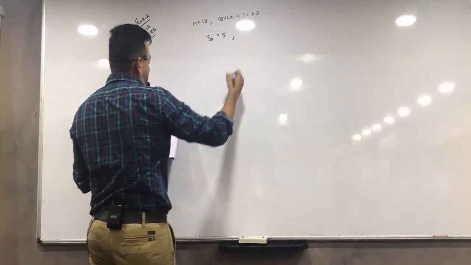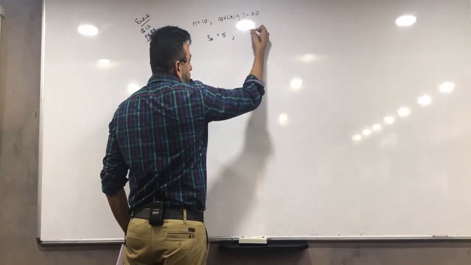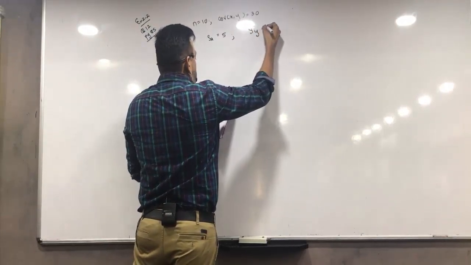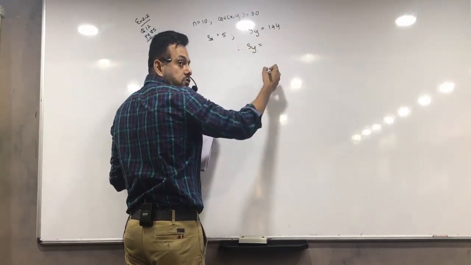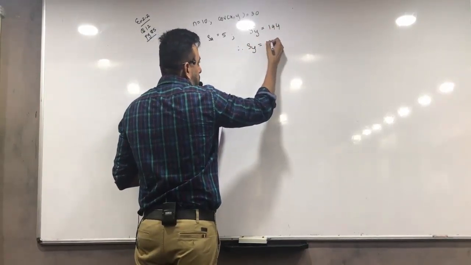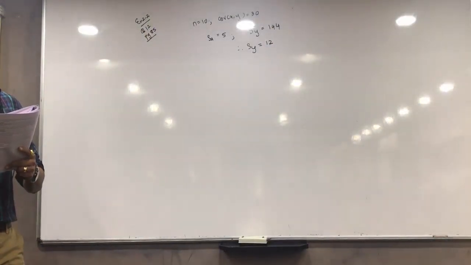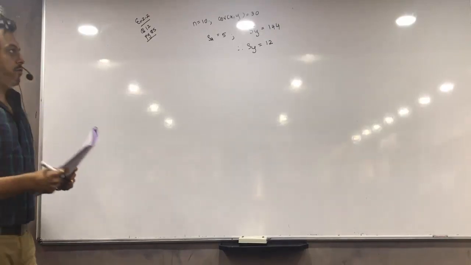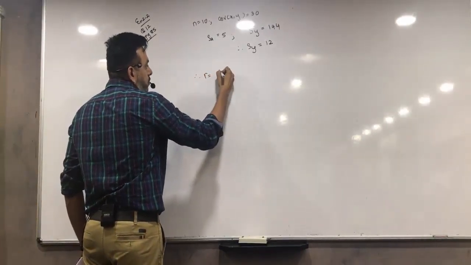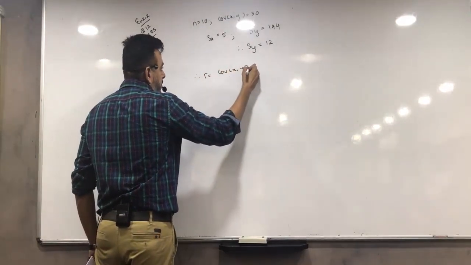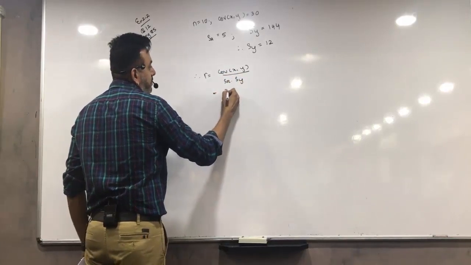Variance of y. Now what is variance? Square of standard deviation, s square y is equal to 144. Therefore, standard deviation of y is equal to the square root, so 12. Variance is equal to s square. Now what do we have to find? Correlation coefficient R. Therefore, R is equal to covariance x comma y upon standard deviation of x into standard deviation of y.